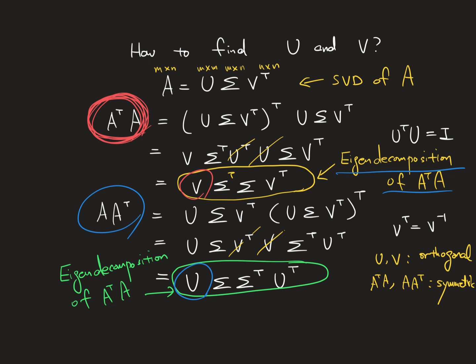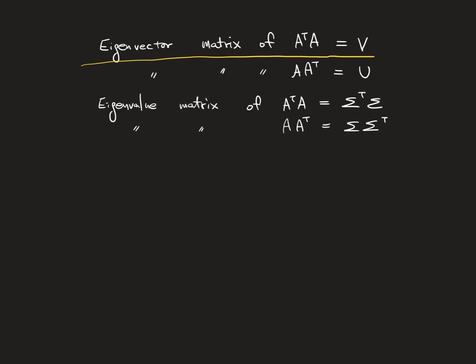So that's it, and we'll see an example for that. This is the summary: the eigenvector matrix of A transpose A is equal to V, the eigenvector matrix of AA transpose is equal to U, the eigenvalue matrix of A transpose A is equal to sigma transpose sigma, and the eigenvalue matrix of AA transpose will be sigma sigma transpose.